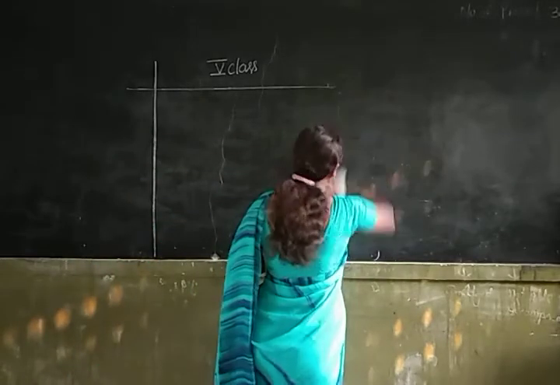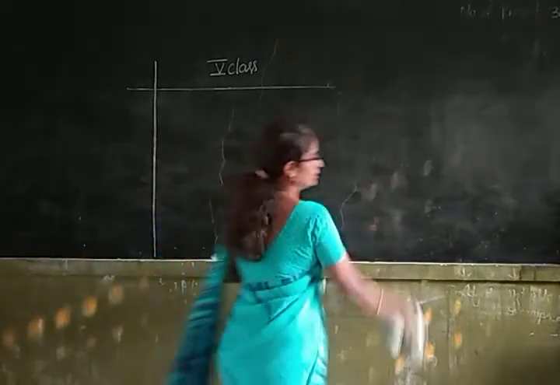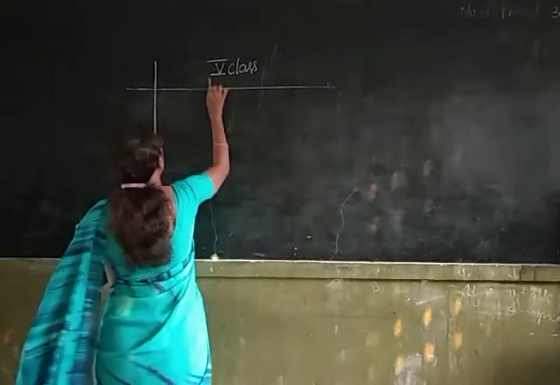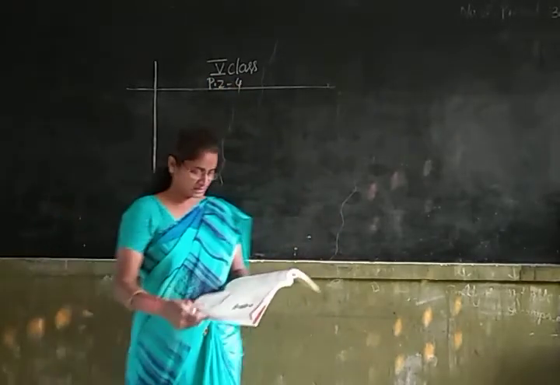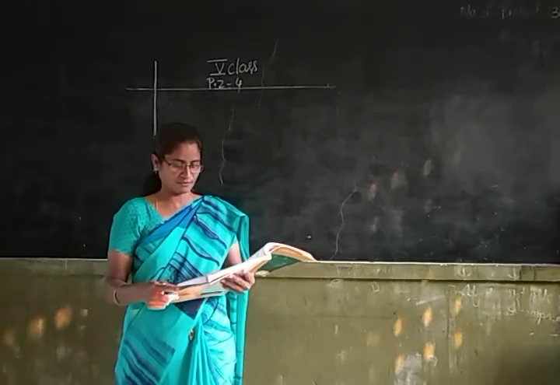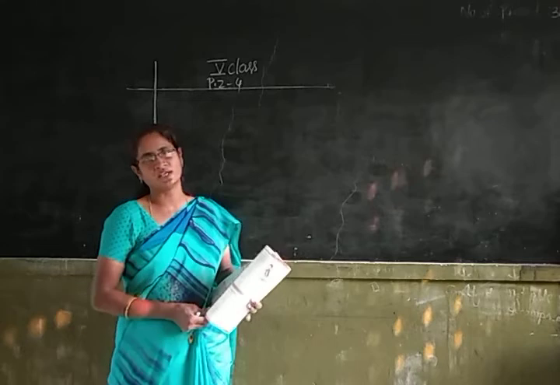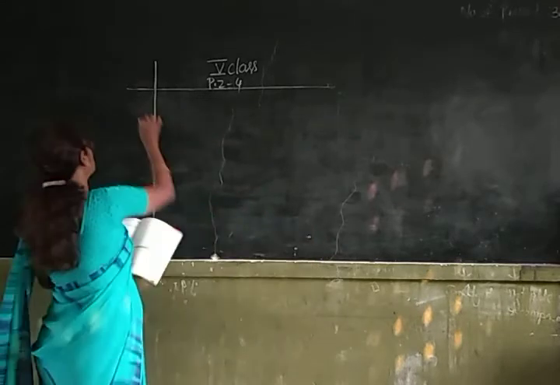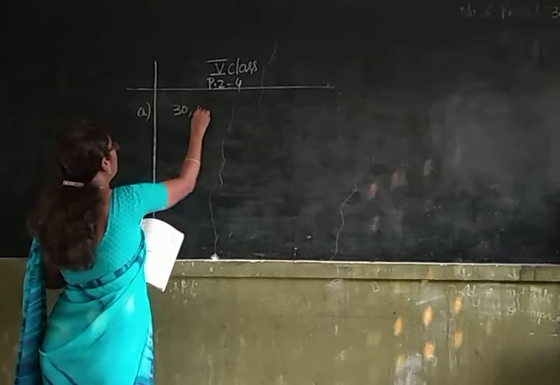Today let us do practice zone 4. So what is the question? Find the LCM of the following numbers by prime factorization method. So we have to find out the LCM of the given numbers by prime factorization method. Let us do the first one, that is 30 and 45.